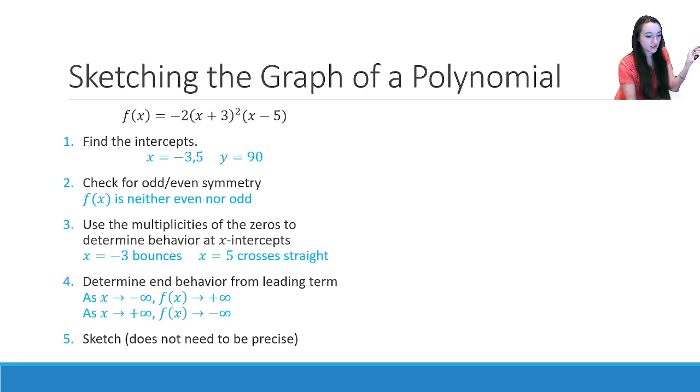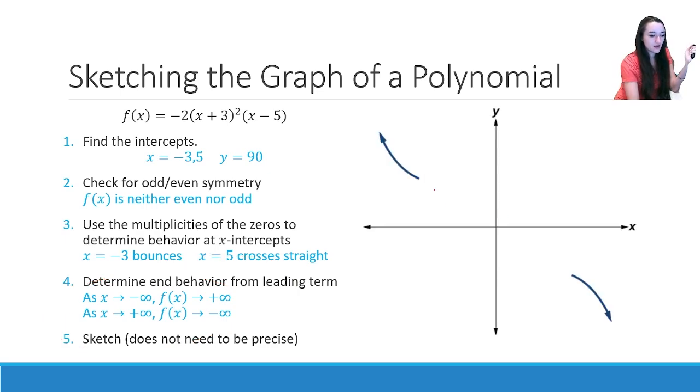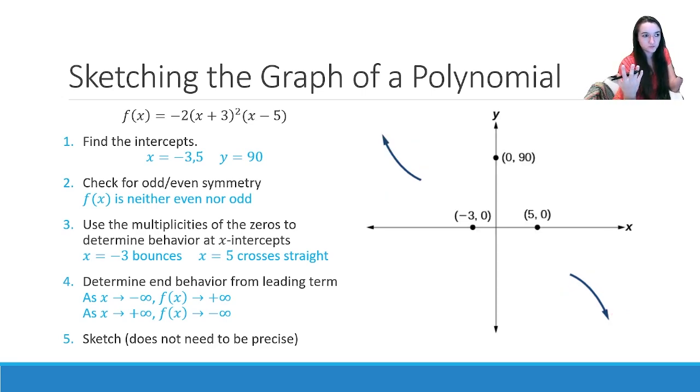So finally, we're going to put all of that together. We will start our sketch with this fact. As x goes left, y goes up. So we have this. Then as x goes to the right, y goes down. So we look like that. All right. Next, we will put our special points, our intercepts, on our graph, like so. And finally, we will analyze the multiplicities. So we know that we are going to bounce at negative 3, so it's going to look something like that, and we will cross at 5.